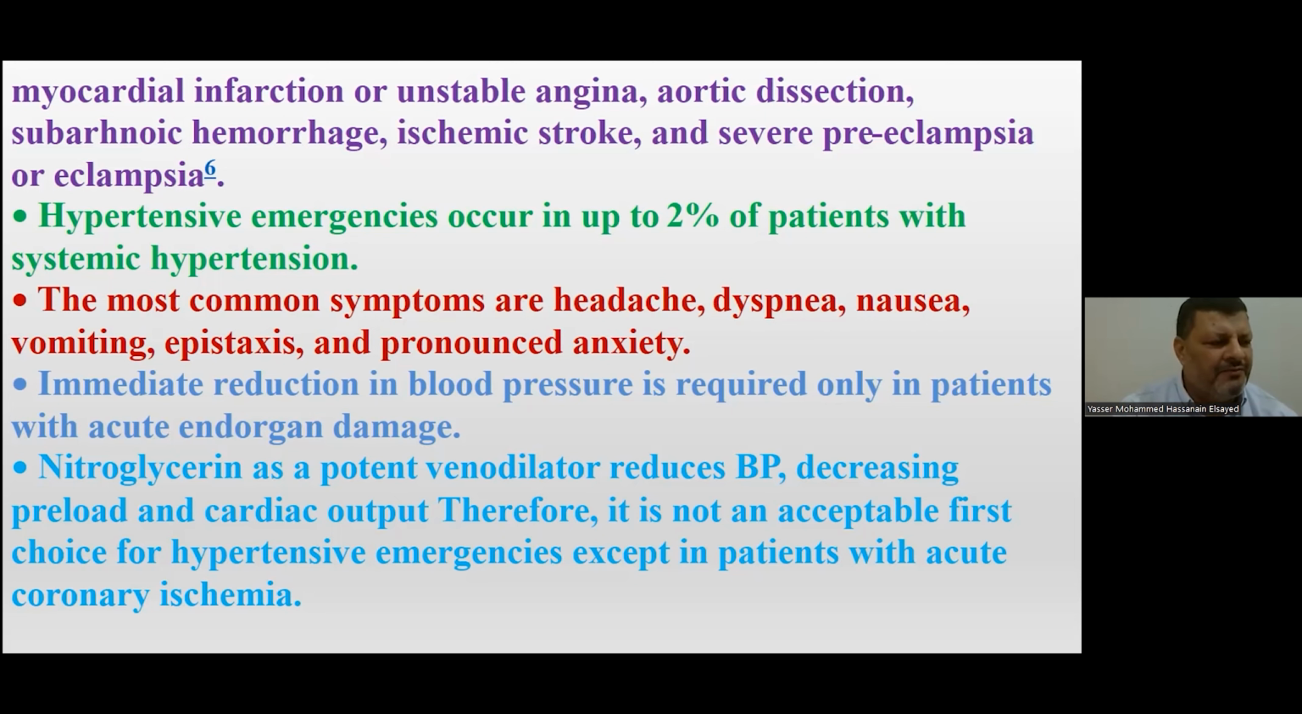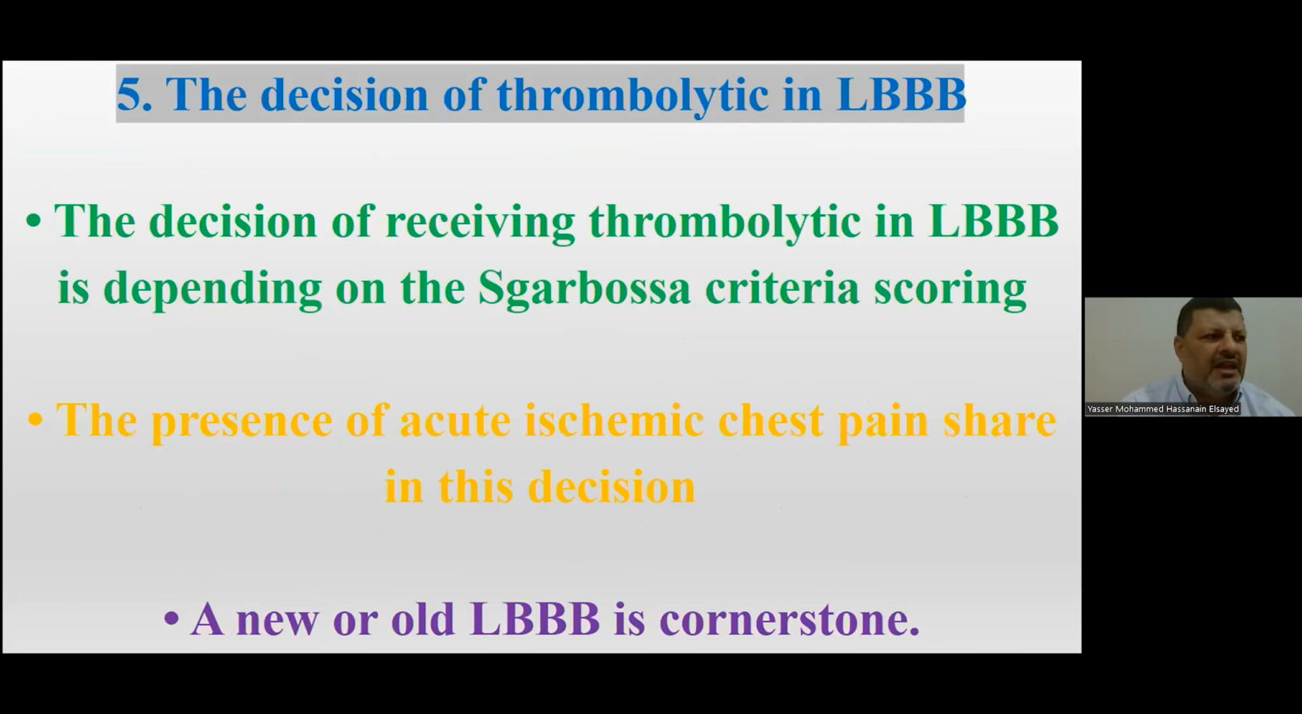Third point, the decision of thrombolytics in left bundle branch block. The decision of receiving thrombolytics in left bundle branch block depends on the Sgarbossa criteria scoring. The presence of acute ischemic chest pain is shared in this decision. Whether the left bundle branch block is new or old depends on the presence of an old ECG.